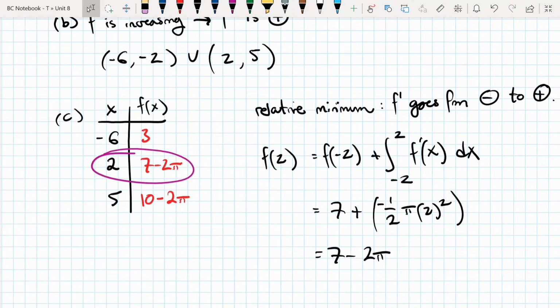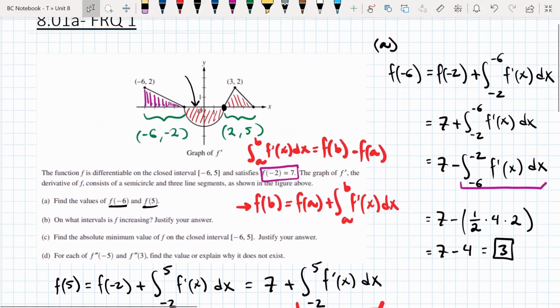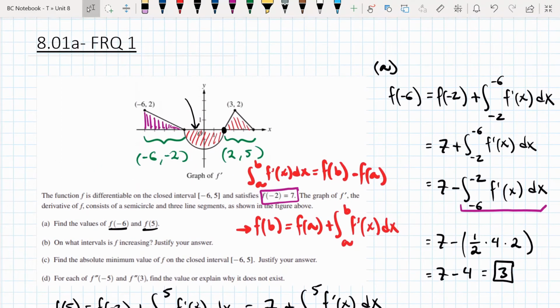extrema. All right, let's finish up this FRQ by going through the last question, and that is evaluating the second derivatives at -5 and 3. Okay, the second derivative is the slope of the derivative, so what we're going to be doing is finding the slope of this graph at -5 and 3. So let's start by finding the derivative of the derivative at -5, and we're going to find that by taking the slope of this line right here.